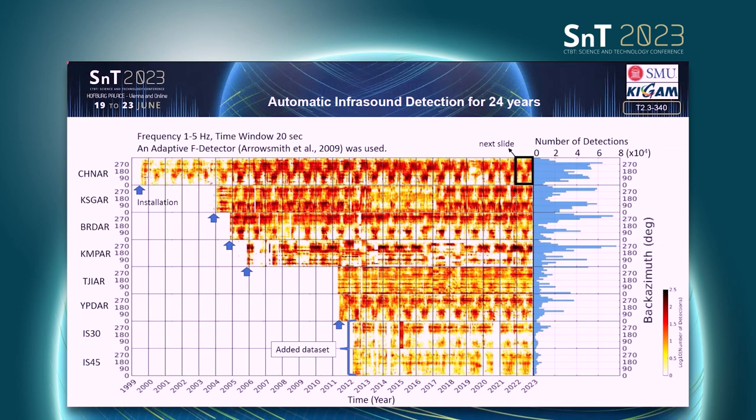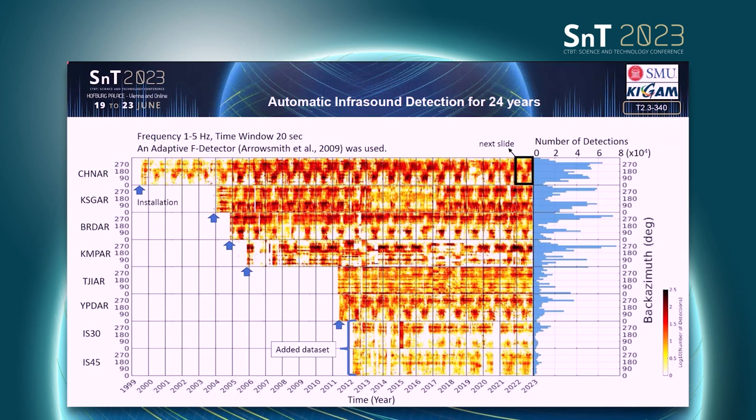The y-axis shows each different array we have, and the small y-axis shows the back azimuth of detections. As you notice here, CHNAR, the very first top panel, has a long history of detection results. That was our first installation in 1999. We investigated a really interesting signal from mining explosions, so there was real motivation to add more arrays in time.